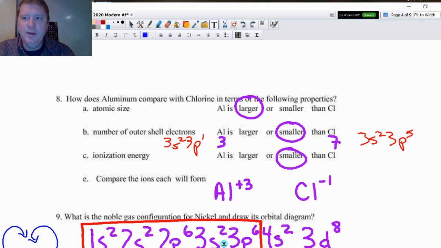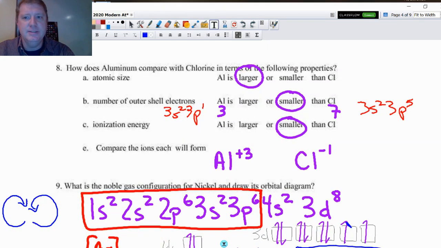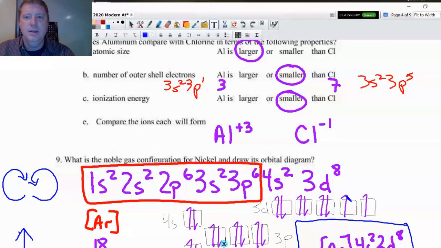Number 8, another one of these, comparing. Aluminum is larger in size, it's closer to francium. Number of outer shell electrons, aluminum has 3 if you look at the valence. Chlorine has 7 if you look at the valence. So aluminum has a smaller amount than chlorine. I don't really like the question, just the concept. So aluminum has 3, chlorine has 7, aluminum has fewer valence electrons.